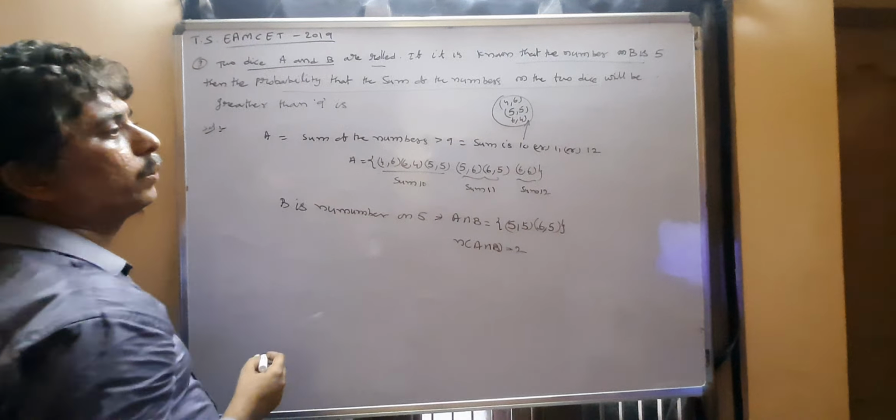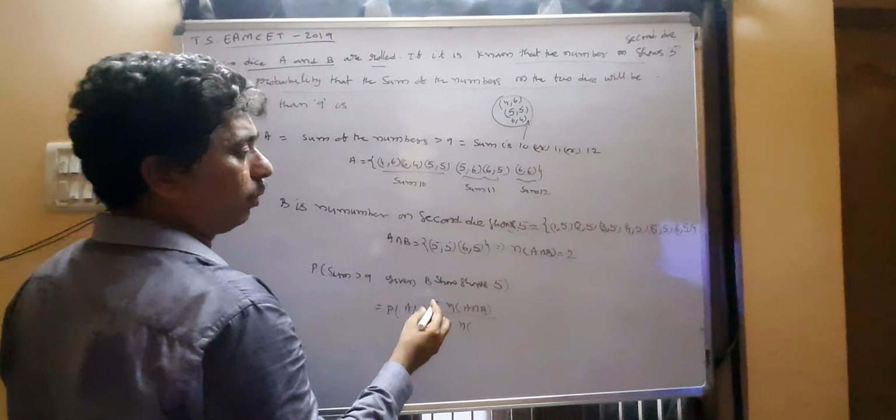Second die shows 5. That is (1,5), (2,5), (3,5), (4,5), (5,5), (6,5). Now if you take A intersection B, we have (5,5) and (6,5). So in total you have 2 chances. n of A intersection B equals 2.